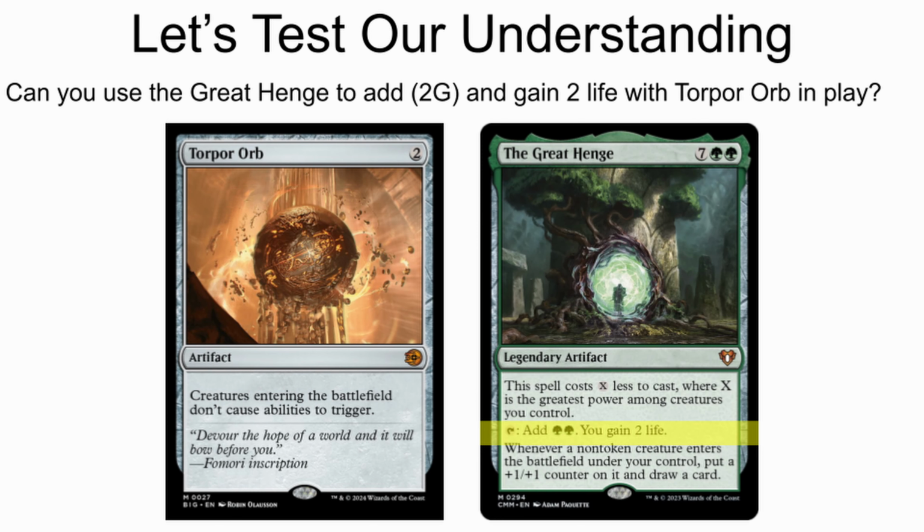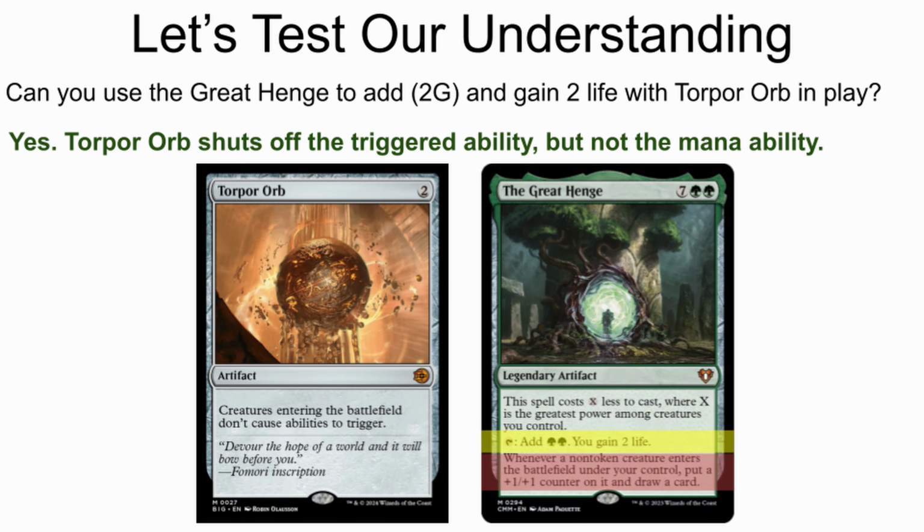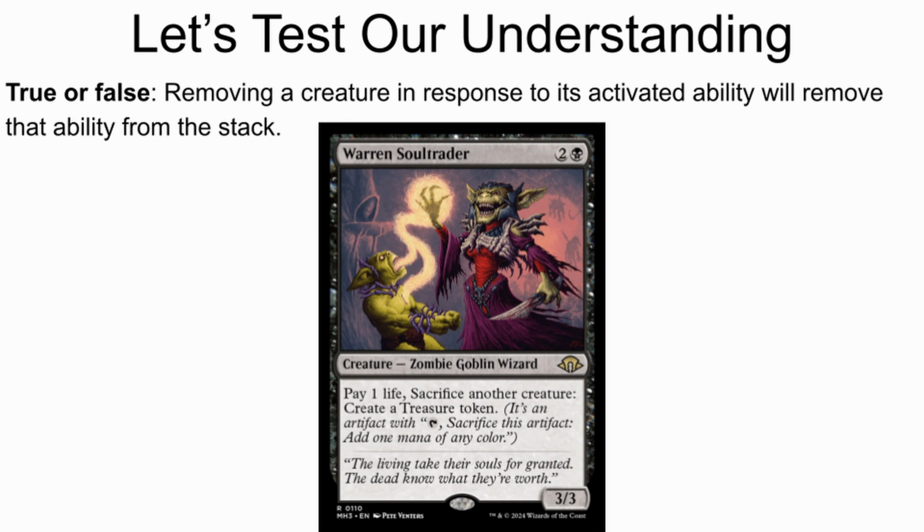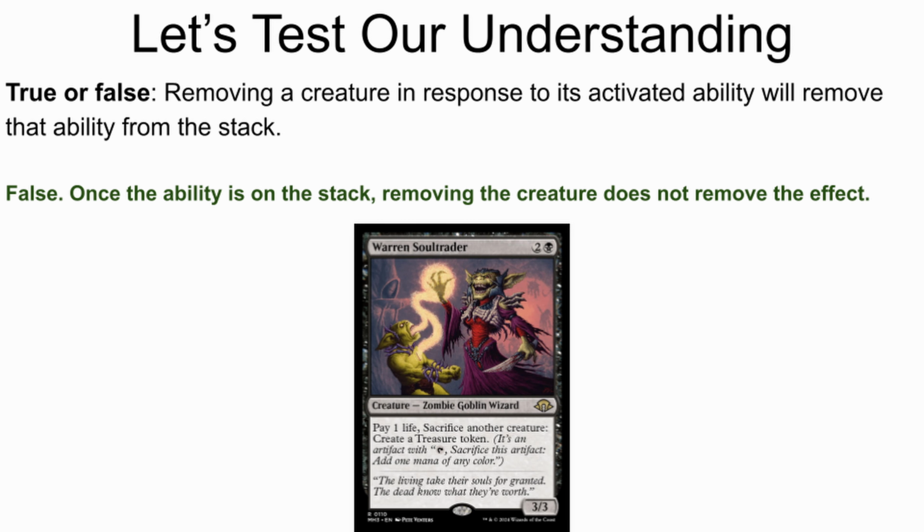Can you activate the Great Henge to add 2 green mana and gain 2 life while Torpor Orb is in play? The answer is yes. Torpor Orb stops the triggered ability, but it does not stop you from using Henge's mana ability. True or false, removing a creature in response to its activated ability going on the stack removes the ability from the stack. The answer is false. Once the ability has been put onto the stack, removing the creature will not remove its effect.